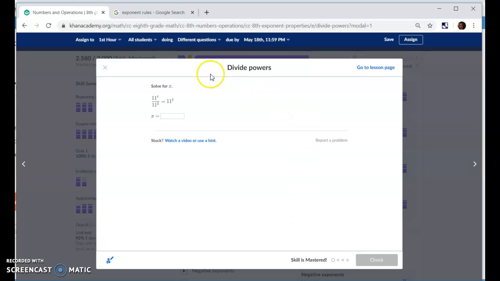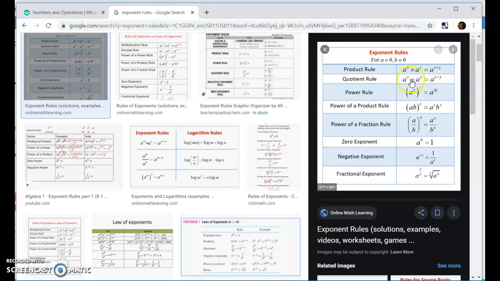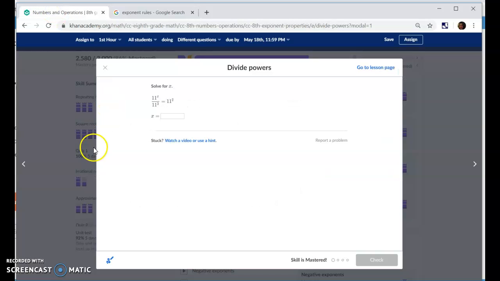Okay, so if you don't remember the division, this is the rule here where we subtract the exponents. And we have to be careful because if we get a negative exponent, then we would have to use the quotient rule and then the negative exponent rule. So let's see if we come across any problems like that.